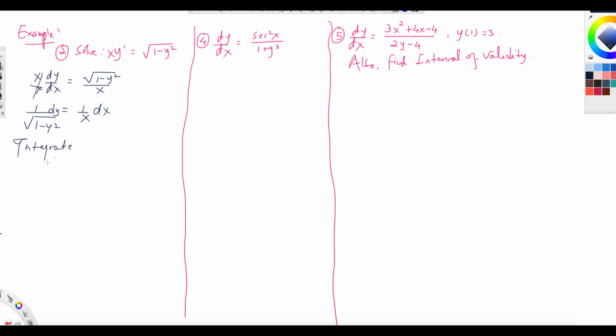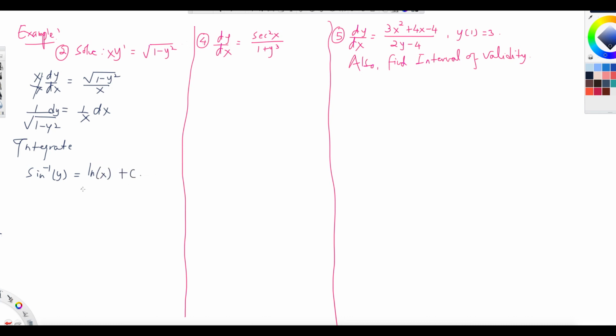What do you get if you integrate? What is the integral of 1 over root under 1 minus y squared from Calculus 2? It is sine inverse y, right? So it is sine inverse y equals, what is the integral of 1 over x? Natural log of x, right? Natural log of x plus c.